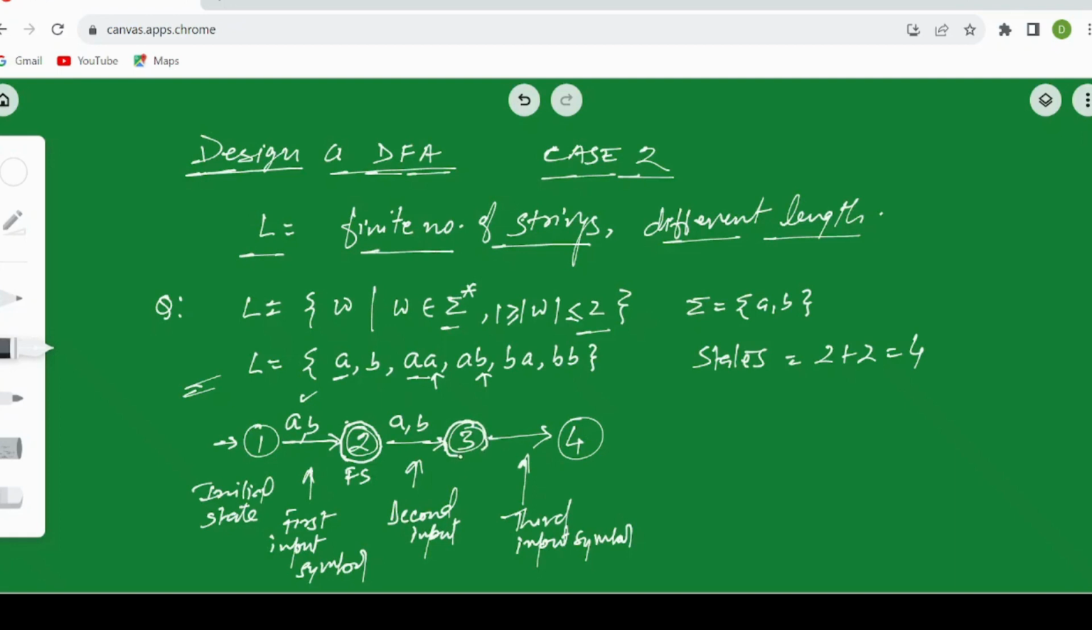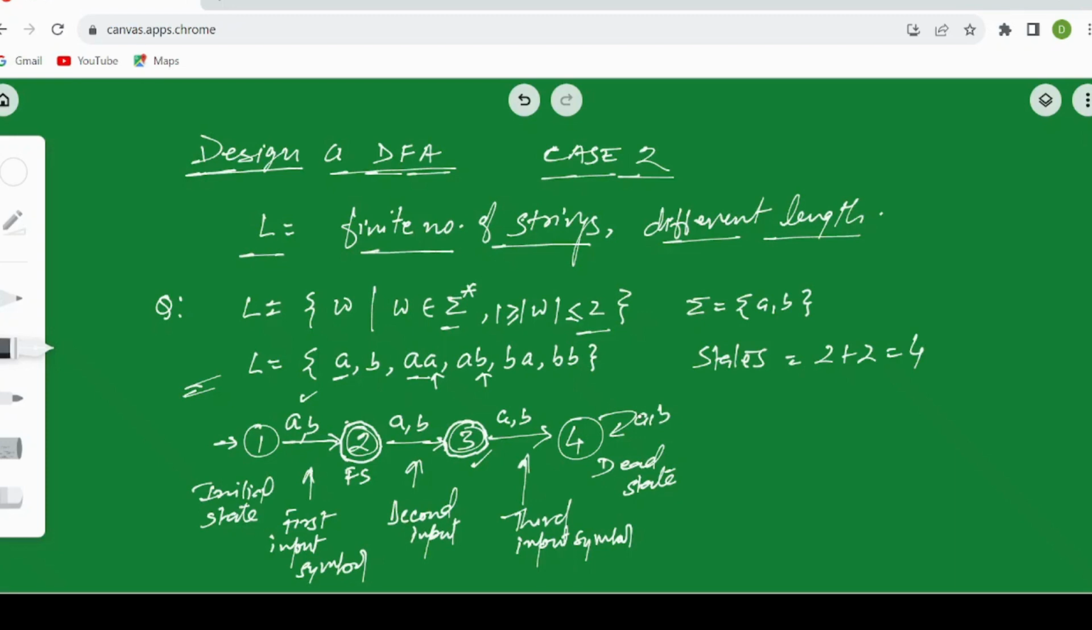State number 2 is accepting all the strings of length 1, and state number 3, that is this one, is accepting all those strings whose length is 2. If there is further input, that is a string of length 3, which can be A or B, it is to be directed to the dead state. So this is the automaton which is accepting the strings whose length is 1 or 2.